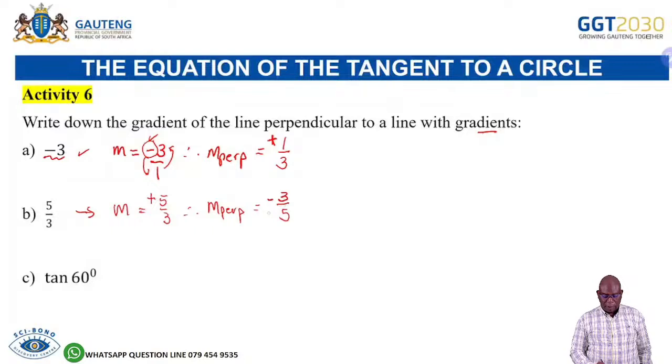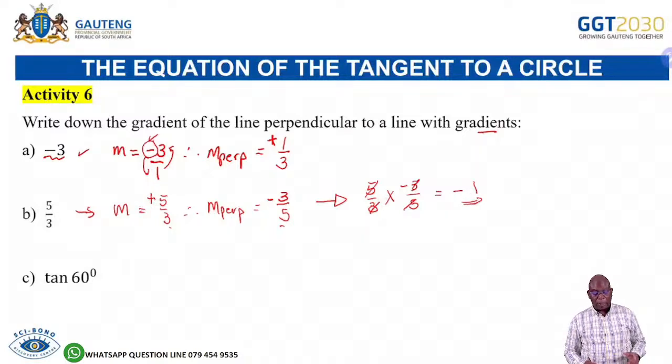So if I take these two values and multiply them, 5 over 3 multiplied by -3 over 5, the answer should give me -1, because the 3 cancels out, this one divides into that. So we've got the answer -1. So the two gradients, when they multiply together, give us -1.